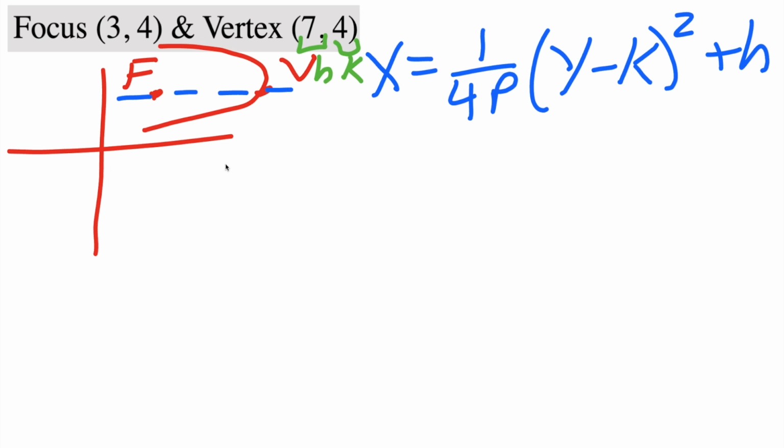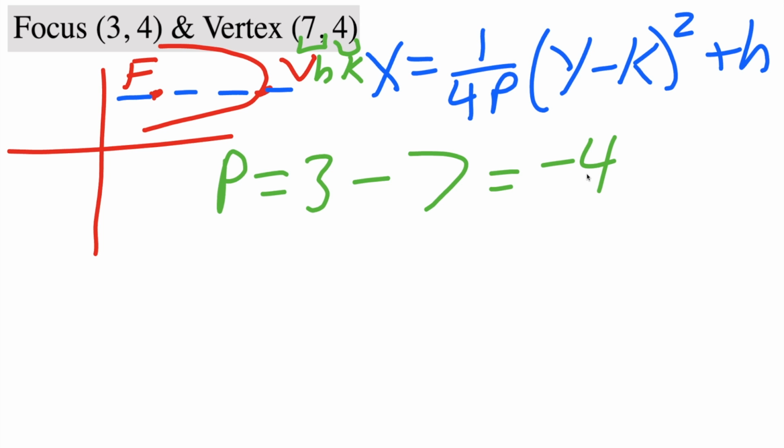But again, if you want to use a formula, p is equal to 3 minus 7. So 3 minus 7, you'll get yourself a negative 4. Because again, we're going from the vertex to the focus and we're going backwards. We're going backwards by 4. So that's a negative 4. So we know everything now. Now we just got to swap.